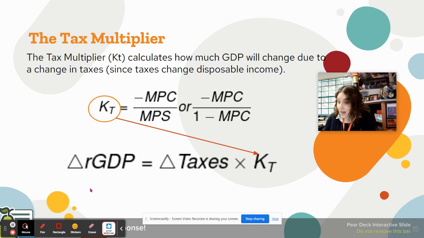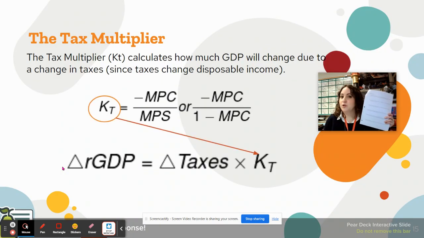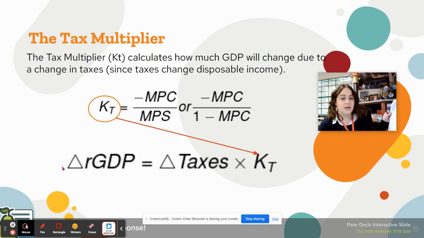What's challenging is that now we have questions where some are going to be changes in spending, and so you would use the spending equation with the KS formula. Some of them are going to be changes in taxes, and so you would use the KT formula to solve for GDP, or maybe you're solving for taxes or spending. So let's look at this first one together. It says if the GDP increases by $200 billion due to an increase in investment spending, if the MPC is 0.75, how much did the investment spending change by?